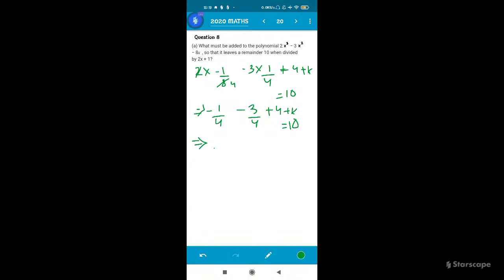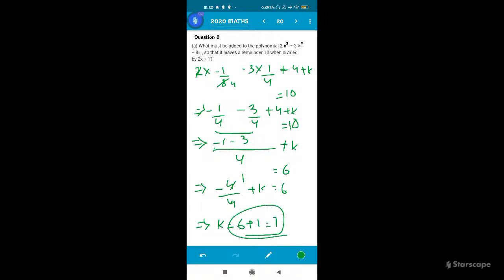So we can take the LCM of the first two terms, because they are in the form of fractions, to be 4. Then we have minus 1 minus 3, and you can take this 4 to the other side directly. So it will become 10 minus 4, 6. So over here you have minus 4 by 4 plus k equals 6. This gives you minus 1. So the value of k will be equal to 6 plus 1, that is 7. So 7 is the quantity which you have to add to the polynomial in order to get 10 as the remainder when it is divided by 2x plus 1. So I hope this question is clear. Very simple one where you had to find the missing quantity.